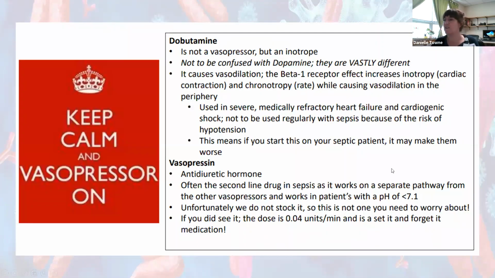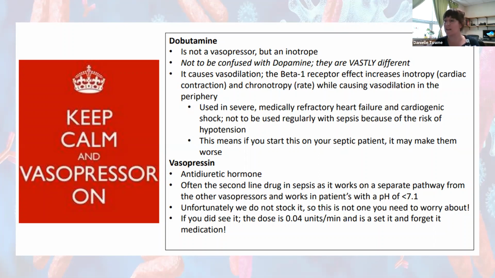And then these are others I'm not going to touch on much. We don't use them here. Dobutamine is an inotrope. It's typically used more in the cardiovascular ICU, so we're not going to talk about that. It's not something that we use. And vasopressin is not a medication that we carry, but it's an antidiuretic hormone.